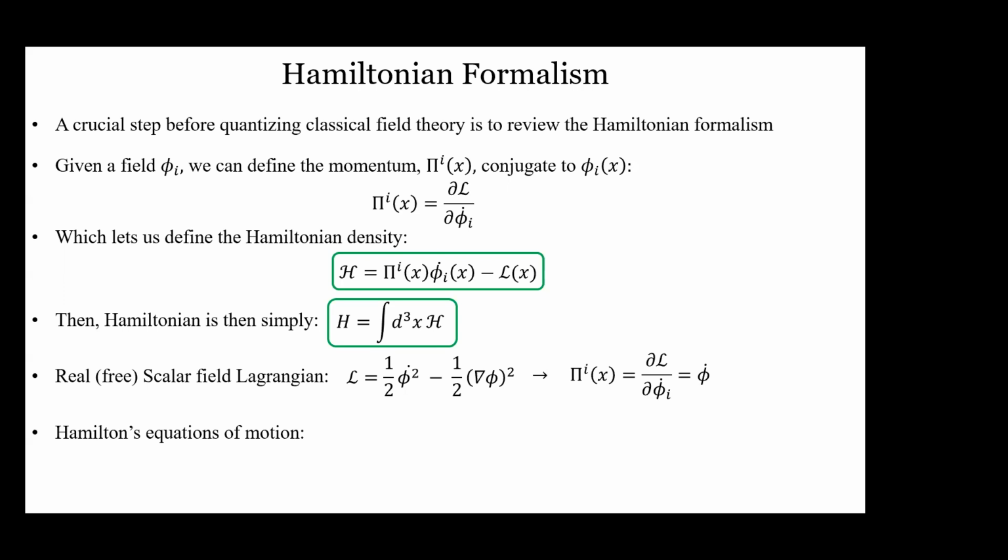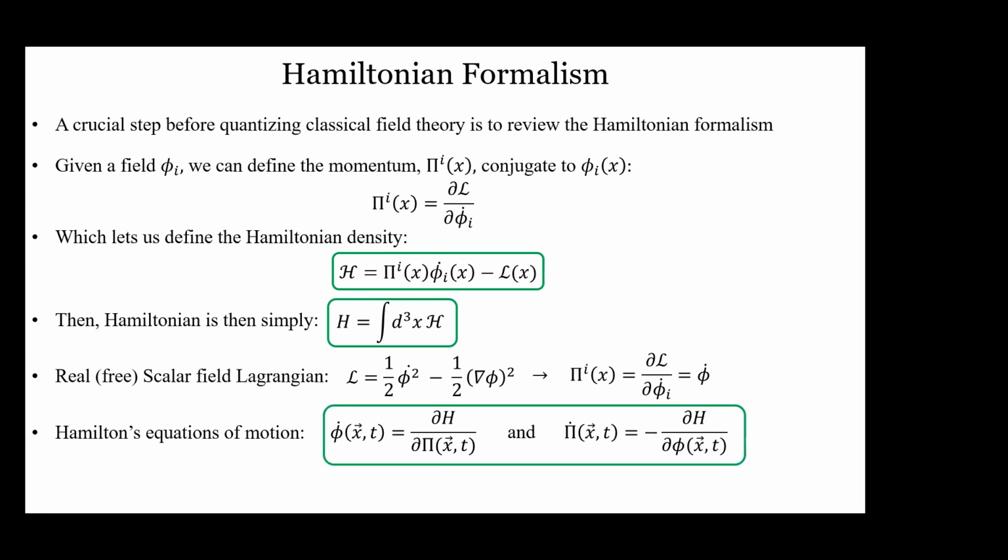Okay, now this is the conjugate momentum, and you can write down Hamilton's equations of motion. Hamilton's equations are defined in terms of the Hamiltonian, not the Hamiltonian density. Basically, phi dot is partial H over partial Pi, and the second equation is Pi dot is minus partial H over partial phi. These are the set of Hamilton's equations, the analogous version of the Euler-Lagrange equation in Lagrangian form.